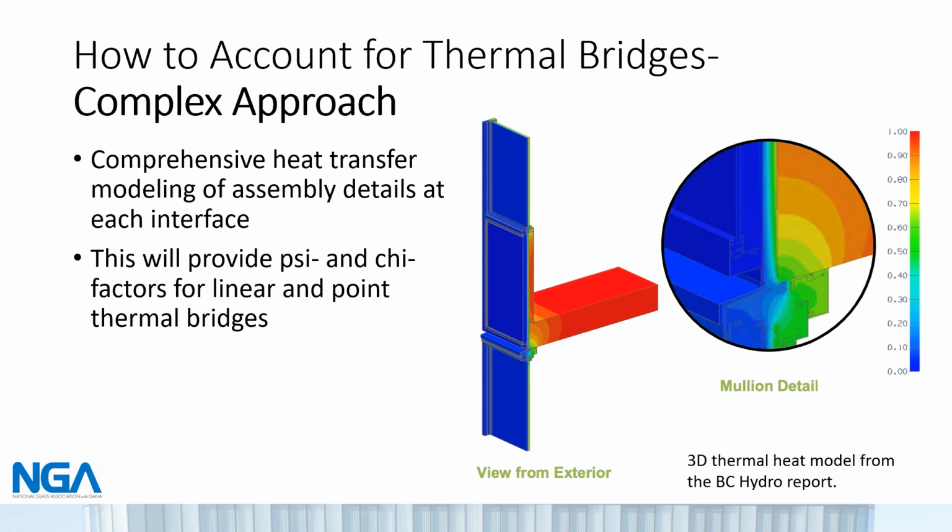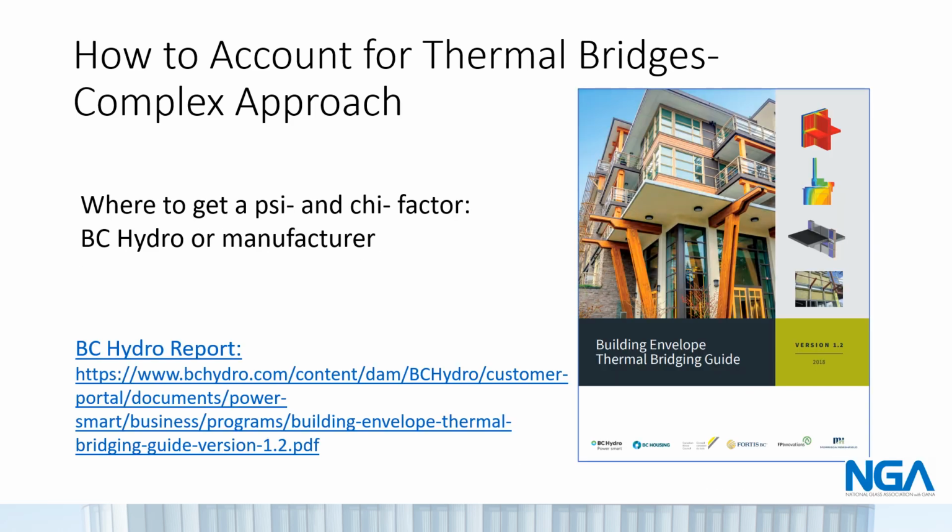Psi and chi factors can either be modeled for each custom assembly detail or pre-calculated and provided for common constructions. These values would be necessary if using the performance path of building energy codes for compliance. Refer to the BC Hydro report for psi and chi factors of common constructions. In some cases, the manufacturer may have this data available as well.